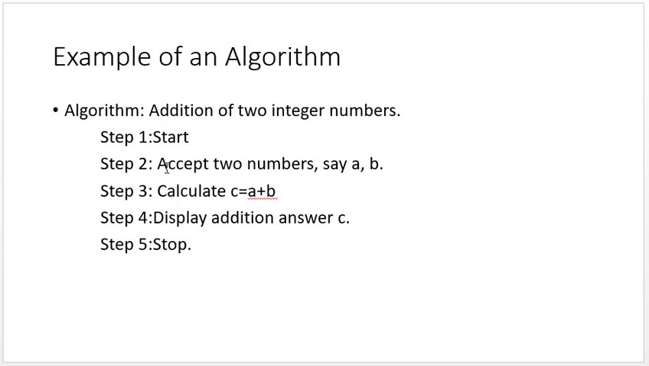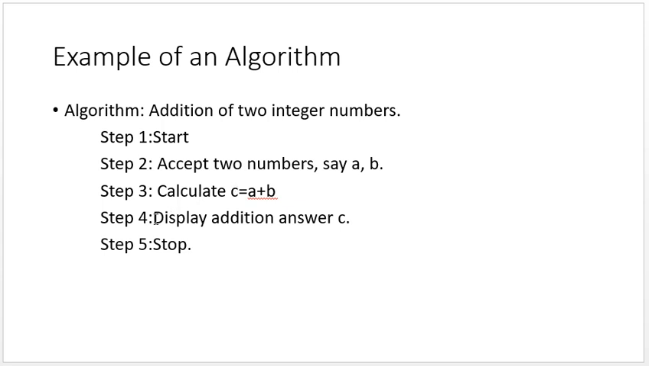Step 2 is accept two numbers, say A and B. So this will be our input. Then the next step will be calculate, or the processing part, that is add these two numbers which we have accepted in the earlier step, that is step 2, that is A plus B, and assign it to another third variable, that is C, or store it at a different memory place so that your answer will be calculated, processed and stored.